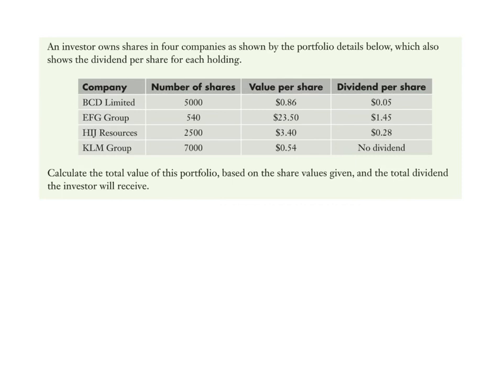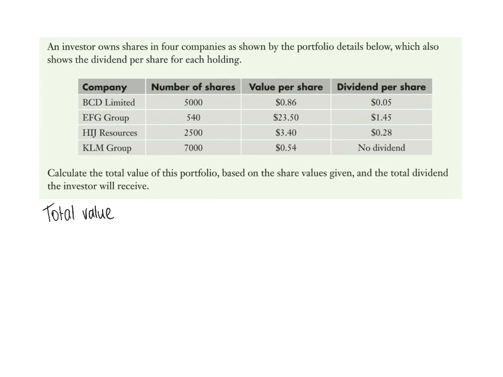So this is a portfolio from an investor. He's got shares in the following companies. And we need to calculate the total value of his portfolio and the total dividend the investor will receive. So let's tackle the total value first. To work out the total value of this portfolio, we literally take the number of shares they have in a company and multiply it by the current value of that share.